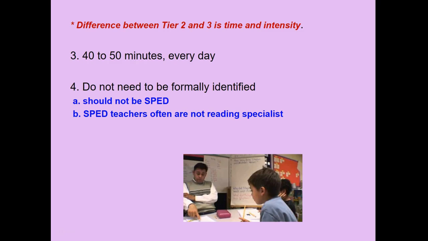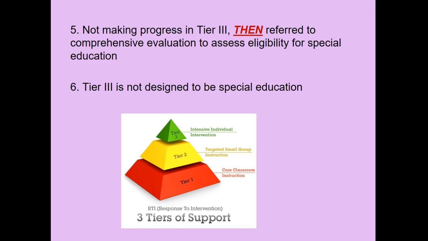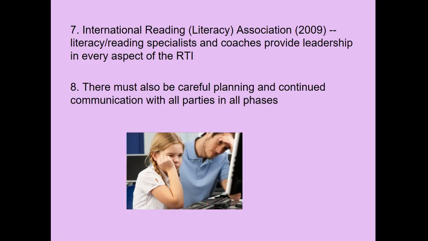Now remember, students do not need to be formally identified here. This is not and should not be special education. Remember, this is designed to avoid special education. And special education teachers are often not reading specialists. Reading specialists, we need the most highly qualified teachers working with our struggling readers. If the student is not making progress in Tier 3, then they're referred to comprehensive evaluation to assess their eligibility for special education. Tier 3 is not designed to be special education. We sometimes get that mixed up.